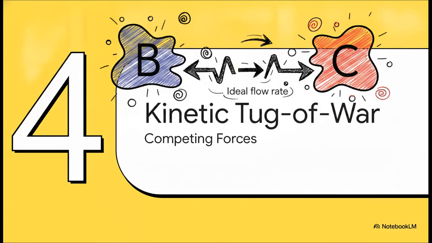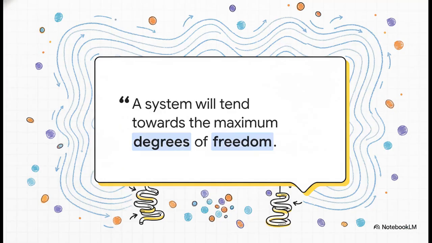Section 4, B and C, the kinetic tug-of-war. All right, now we get to the core tension of this whole explainer. Terms B and C are essentially two competing physical forces locked in a kinetic tug-of-war. Let's look at term B first. This is your diffusion coefficient in the mobile phase, specifically longitudinal molecular diffusion. And it is incredibly important when your mobile phase is a gas. Term B is literally just a consequence of entropy. As the text perfectly puts it, a system will tend towards the maximum degrees of freedom as demonstrated by a drop of ink that diffuses after falling into a glass of water.